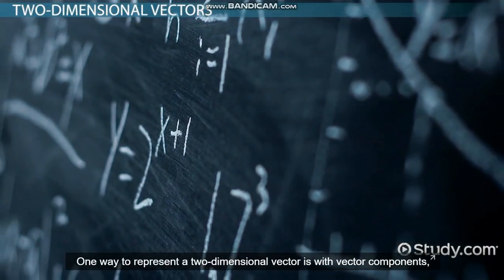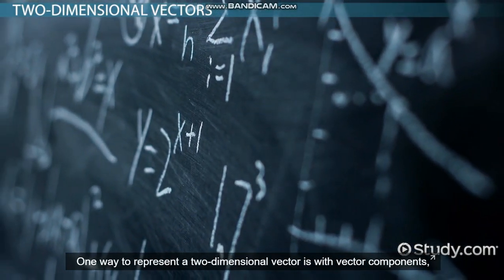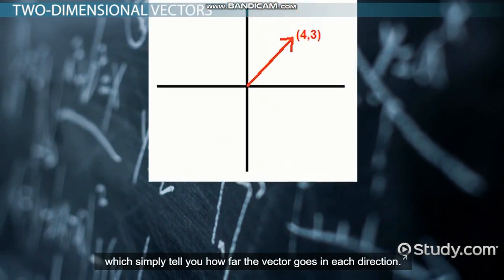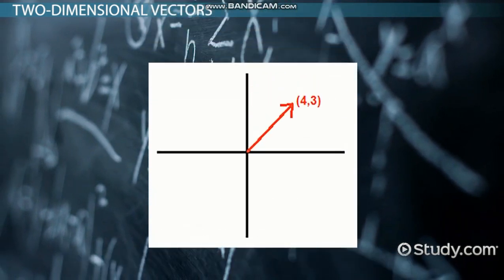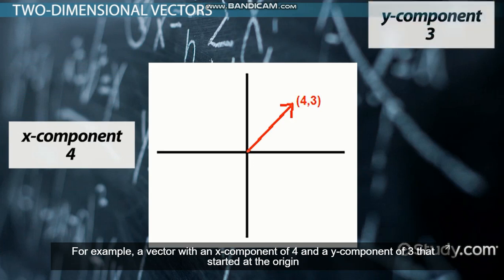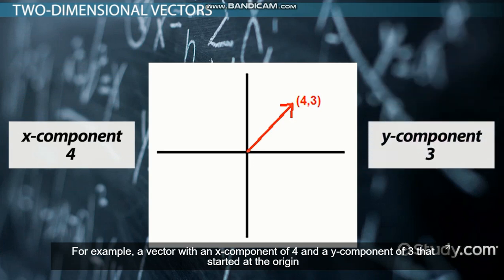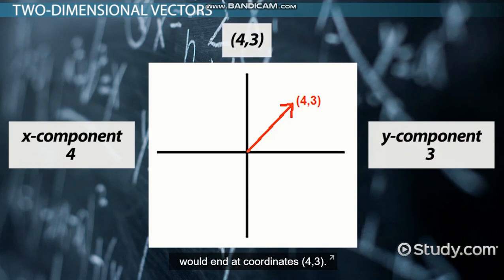One way to represent a two-dimensional vector is with vector components, which simply tell you how far the vector goes in each direction. For example, a vector with an x component of 4 and a y component of 3 that started at the origin would end at coordinates 4, 3.